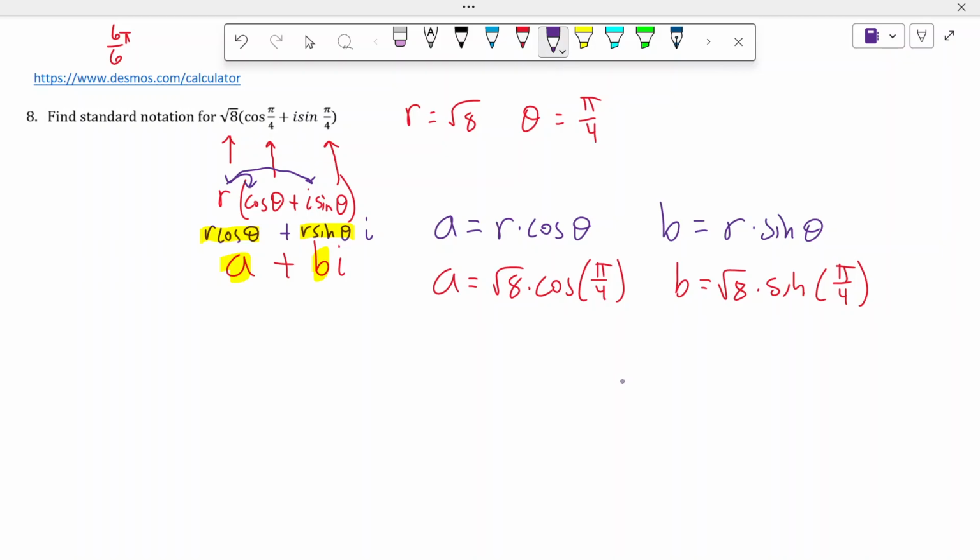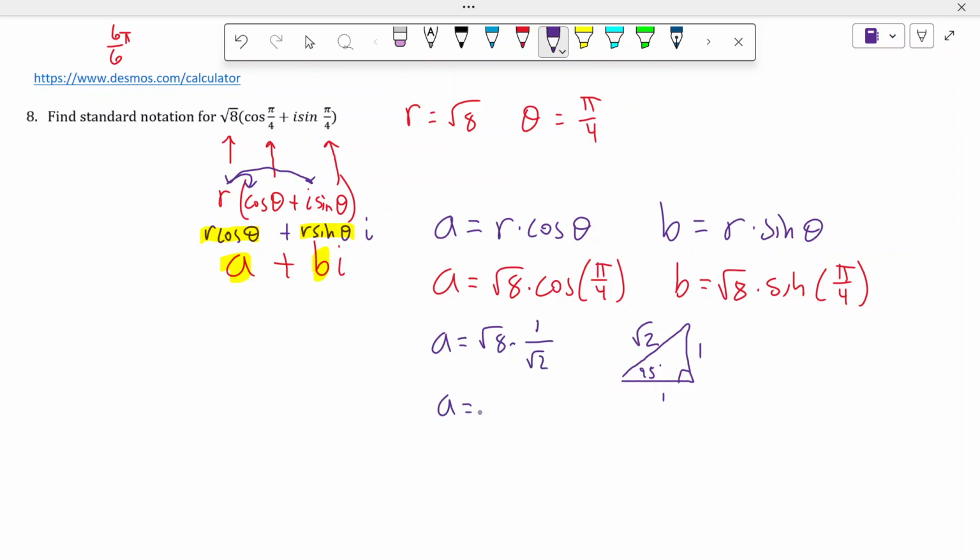Pi over 4, that's just a 45-degree triangle. That's quadrant 1. That's just 45 degrees. So this is like a 1, 1, square root 2. Okay? So a is actually just going to be root 8 times, well, what is it? This is adjacent over hypotenuse, so 1 over root 2.